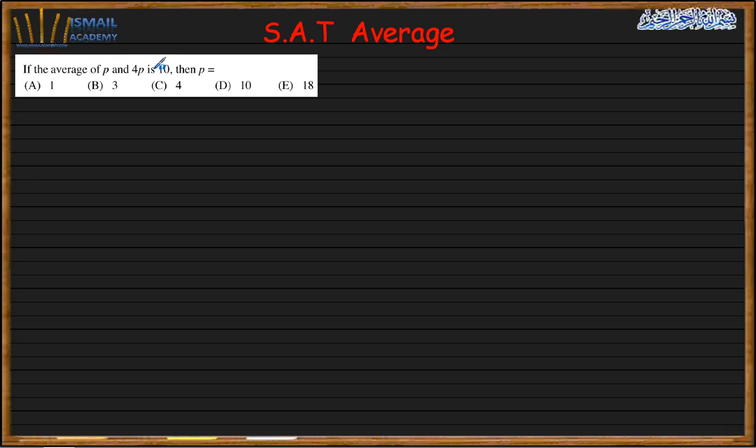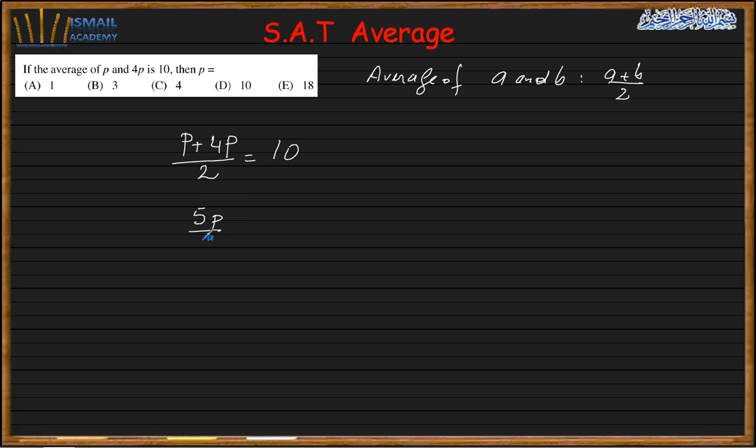If the average of P and 4P is 10. The average of two numbers is the sum of the two numbers divided by 2. So the average of A and B is A plus B over 2. So here we have P plus 4P over 2 is 10. They asked me to solve for P, so I combine like terms and get 5P over 2 equals 10. Multiply both sides by 2, so the 2 cancels out, and I get 5P equals 20. Divided by 5, P will be 4, and C is my answer.